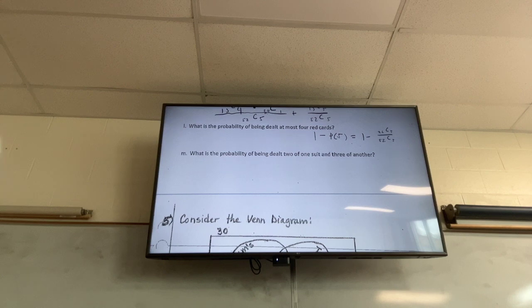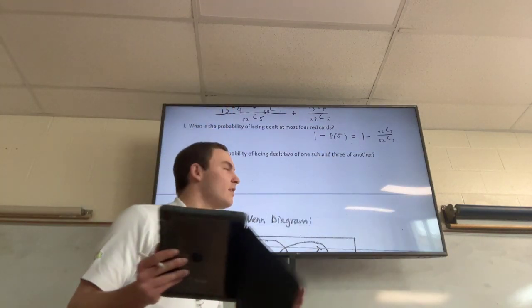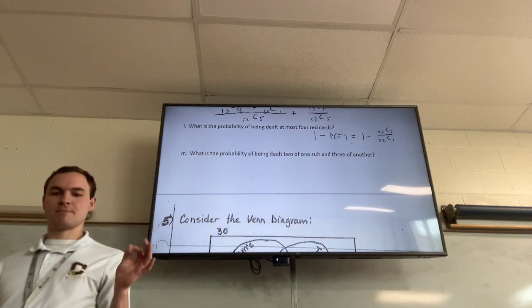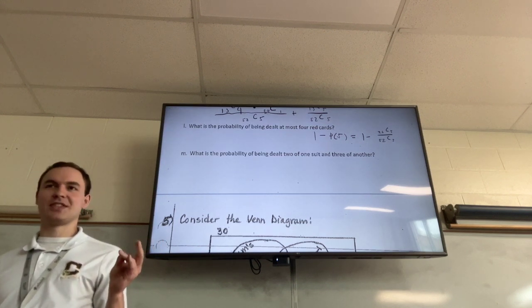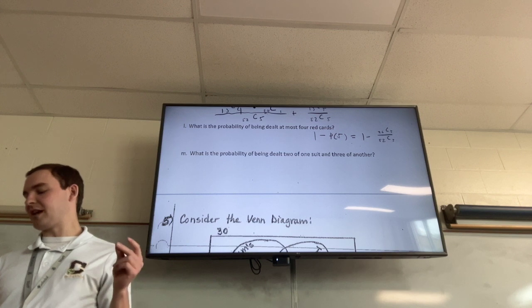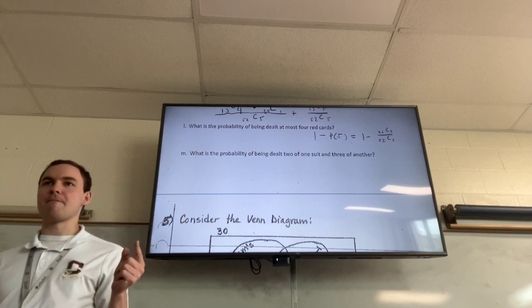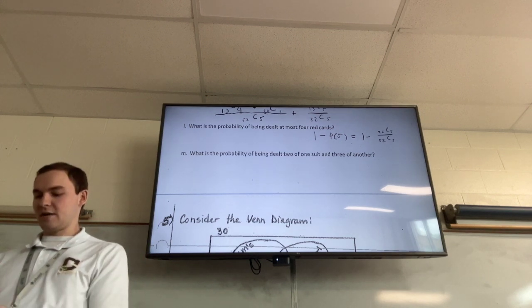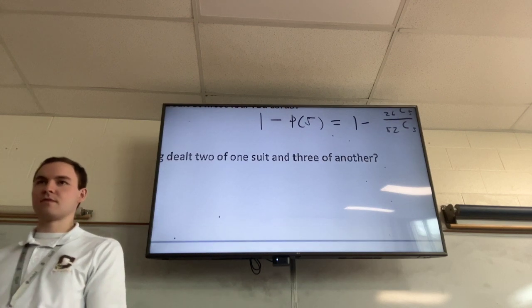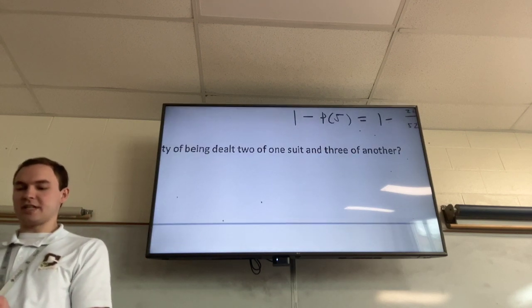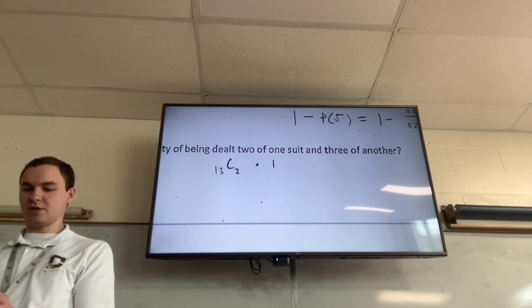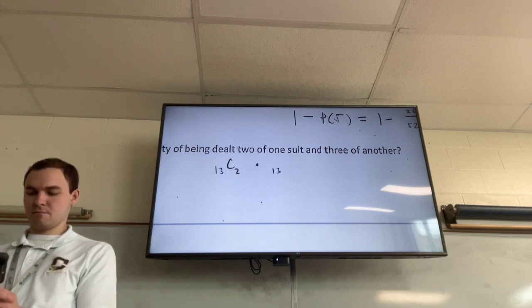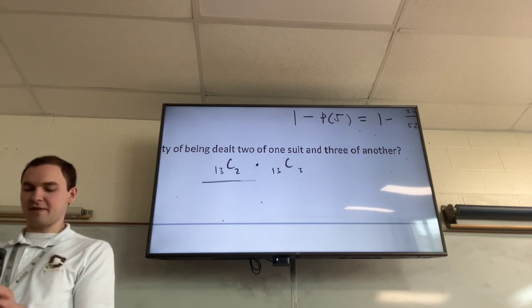All right, then M. This one's a little trickier. Anyone have any ideas? Probability of being dealt 2 of one suit and 3 of another, right? Times 3. So 13 choose 2 times 13 choose 3, divided by 52 choose 5.